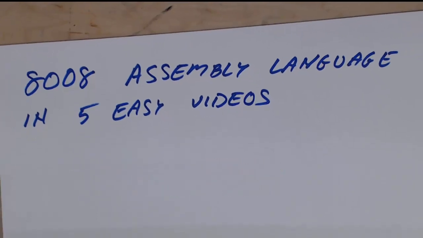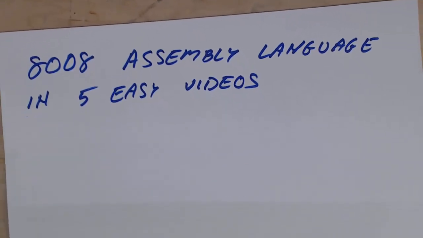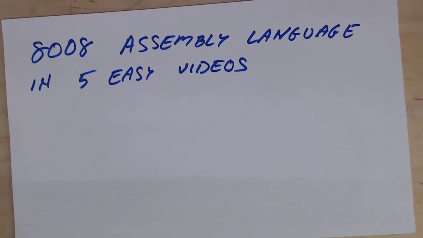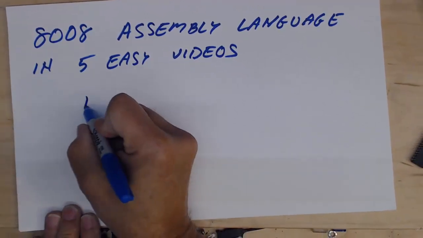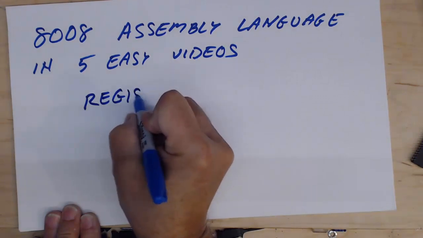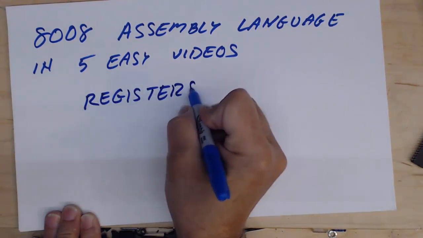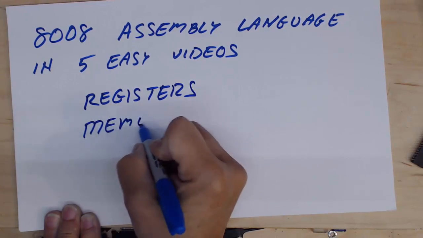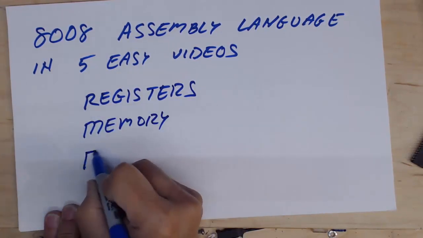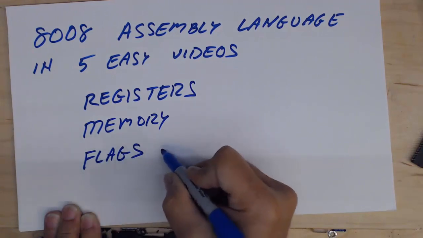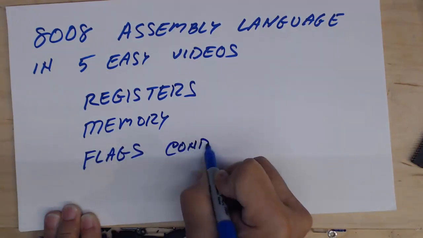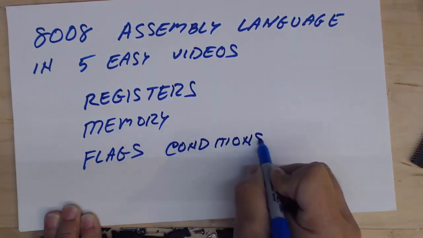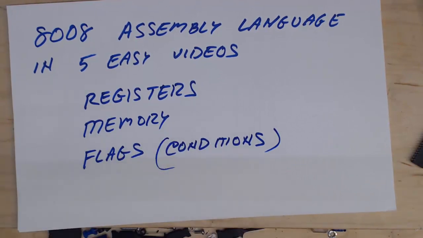Okay, there's 3 core fundamental concepts that we're going to learn when we're talking about assembly. The first is registers. The next is memory. And the third is flags or conditions. Okay, those are the 3 things that are going to be critical to understand in understanding assembly.